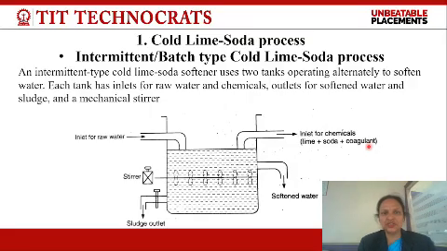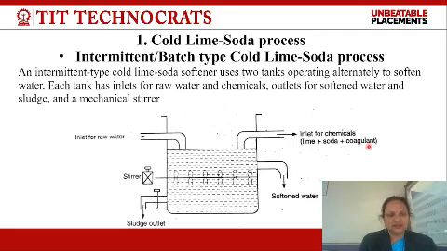Now we will discuss the intermittent or batch type cold lime soda process. It is also known as the batch type method because when we take a small amount of water and perform this process, it is known as a batch process. An intermittent type cold lime soda process softener uses two tanks operating alternately to soften water. Each tank has inlets for raw water and chemicals, outlets for softened water and sludge, and a mechanical stirrer.